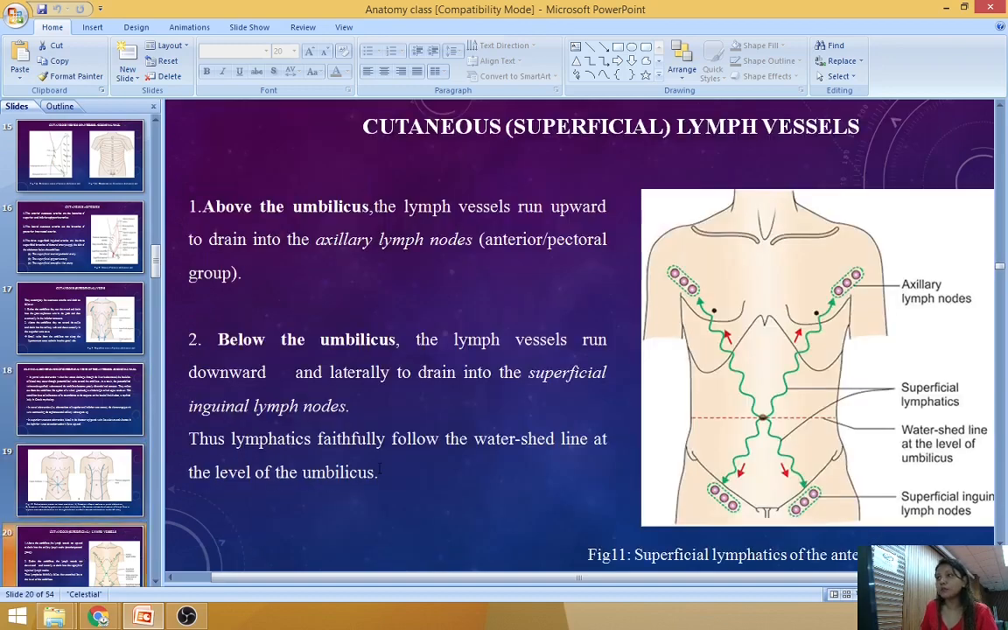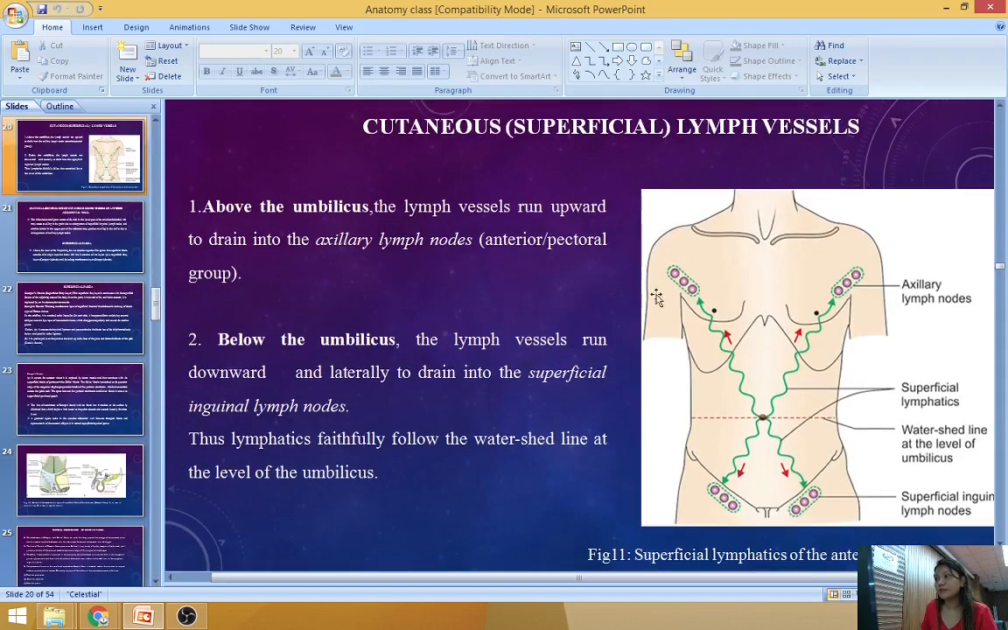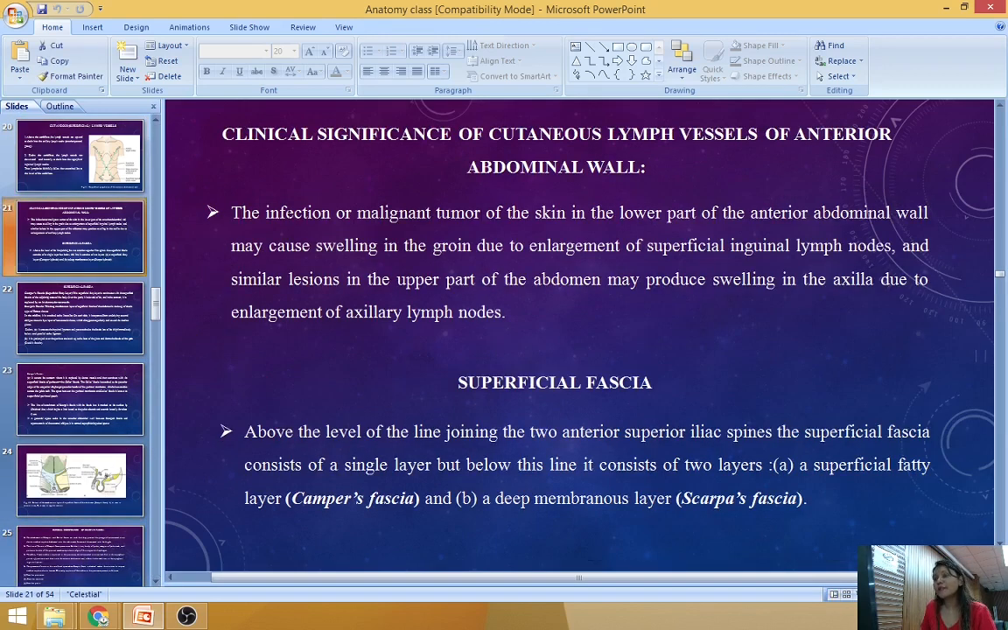Now we come to cutaneous lymph vessels. These are also important. Above the umbilicus, the lymph vessels run upwards to drain into the axillary lymph nodes. Below the umbilicus, the lymph vessels run downward to drain into the superficial inguinal lymph nodes. So follow the watershed line at the umbilicus. Why is it important?